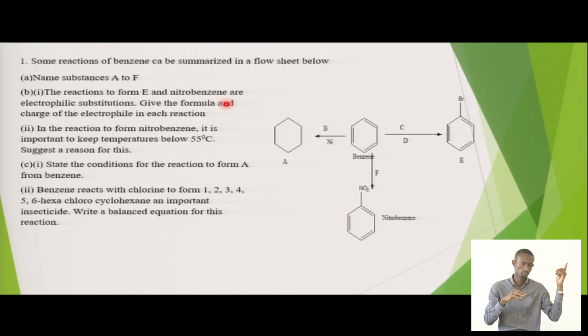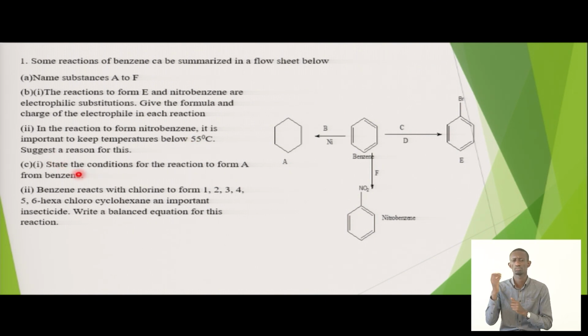The reactions to form E and nitrobenzene are electrophilic substitution reactions. Give the formula and charge of the electrophile in each reaction. In the reaction to form nitrobenzene, it is important to keep temperatures below 55. Suggest a reason for this. What would be the reason for keeping the temperatures below 55 degrees Celsius?